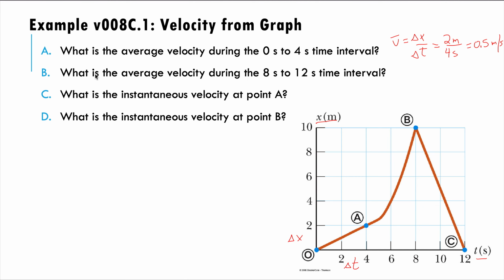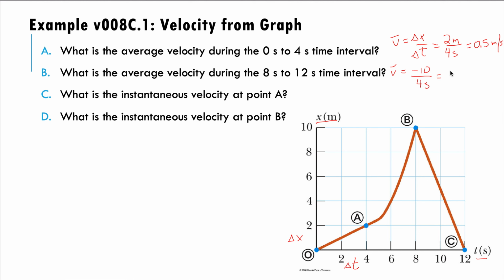Part B says, what is the average velocity during the 8-second to 12-second time interval? So I encourage you to try it yourself and pause the video. We're going to do it the same way. We're going to find the slope of the line joining the 2 points from 8 to 12 seconds. So the slope is going to be the delta x, and we're going from 10 down to 0. So delta x is negative 10, and then divided by the time. The time is from 8 to 12, which is 4 seconds.